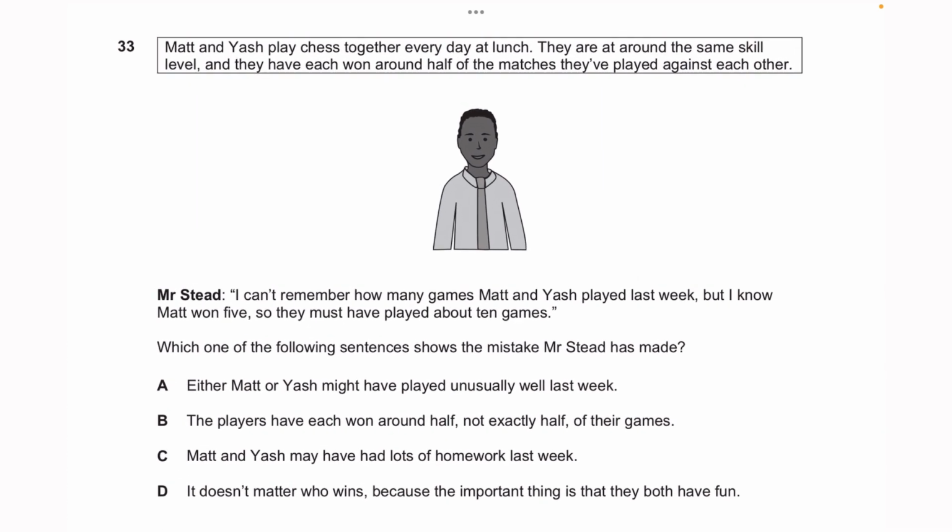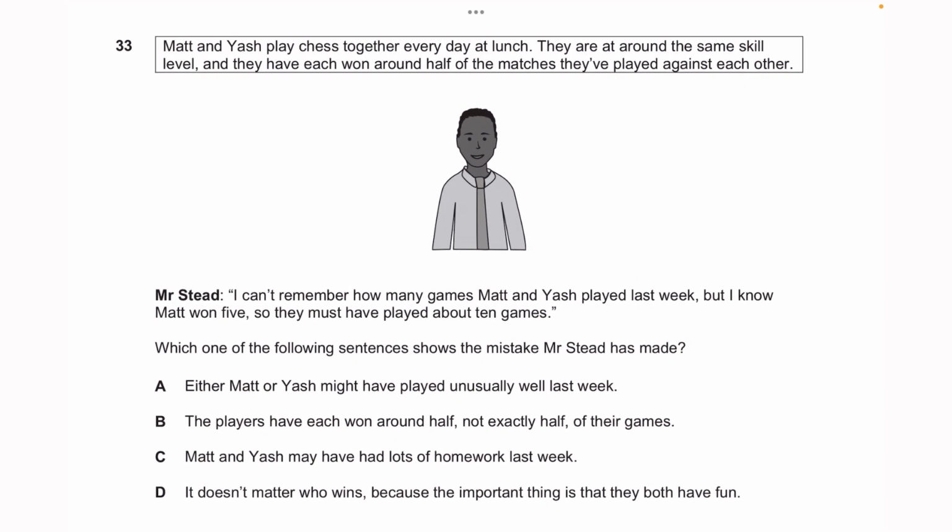Question 33 says this: Matt and Yash play chess together every day at lunch. They are at around the same skill level and they have each won around half of the matches they've played against each other. So it's not the first time they've played against one another; they've played many times. Now, Mr. Stead says this: I can't remember how many games Matt and Yash played last week, but I know Matt won 5, so they must have played about 10 games.